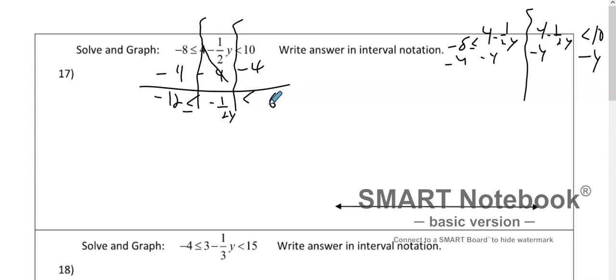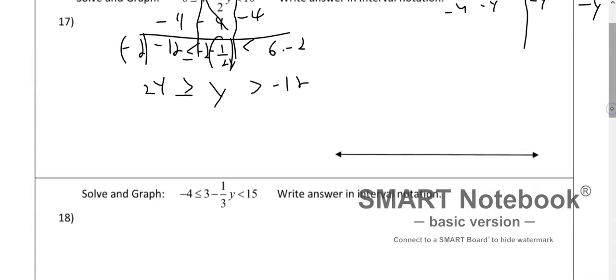Now how do I get rid of that negative 1/2? I multiply by the reciprocal, negative 2 over 1. And as soon as I do that, my brain should be telling me to flip these symbols immediately. And that's going to be 24 over here and negative 12 over here. And I would have gotten the same answer if I did it as 2 separate problems.